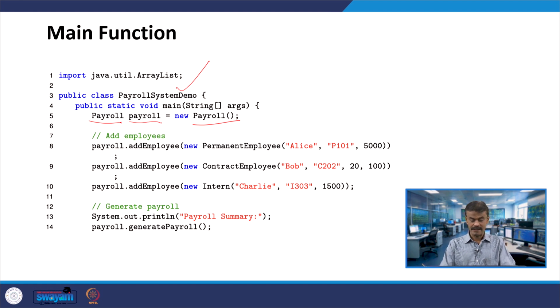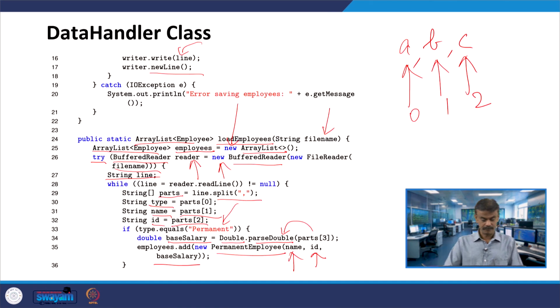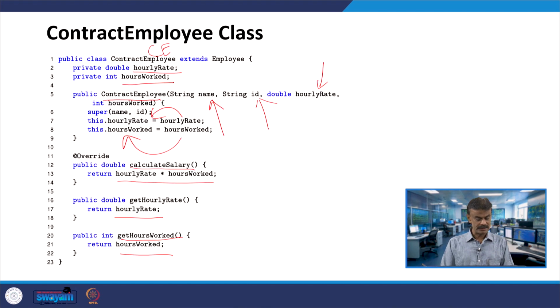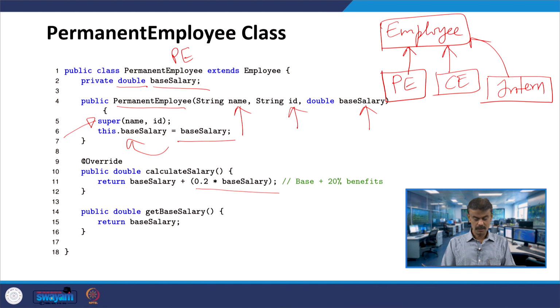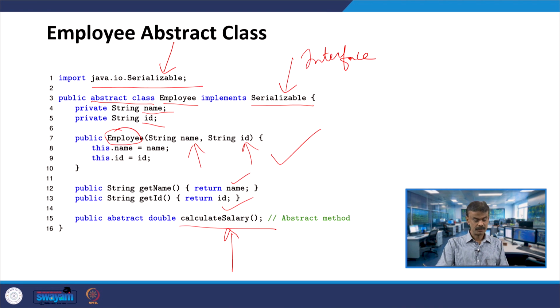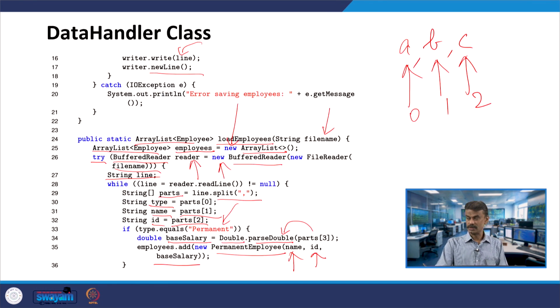Now I am adding the employees, add employee. Here Alice P101 5000 is a permanent employee: name, ID and salary. We will just recall because we have seen so many. Permanent employee: name, ID and base salary. Name and ID will be assigned from the super class. That means this dot name is Alice, this dot ID is P101. These will be copied, so this we are passing.